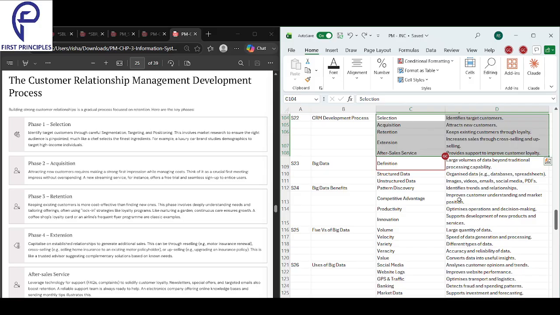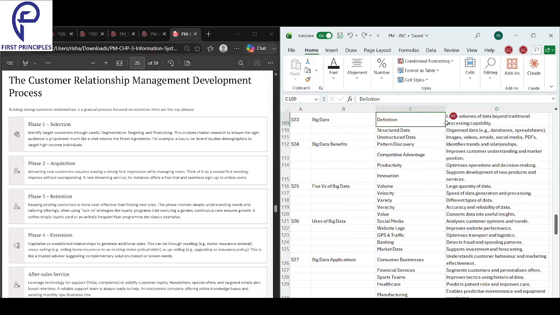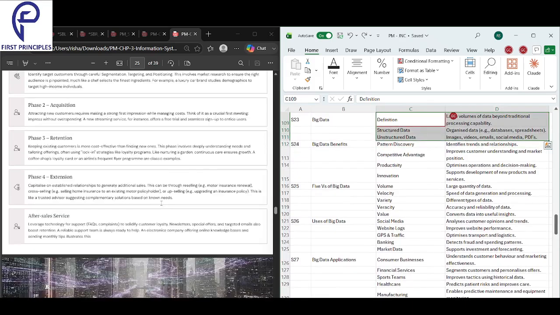After-sales services and providing support to customers improve your customer loyalty. So these are all the ways you can make your customers loyal, so they keep purchasing from you all the time. Okay, next we look into what is big data.